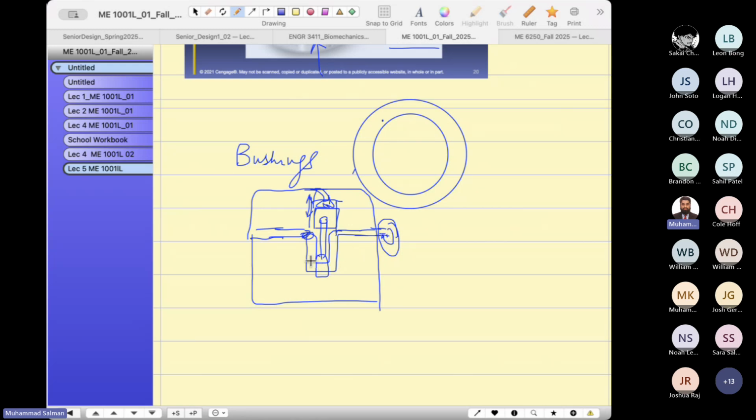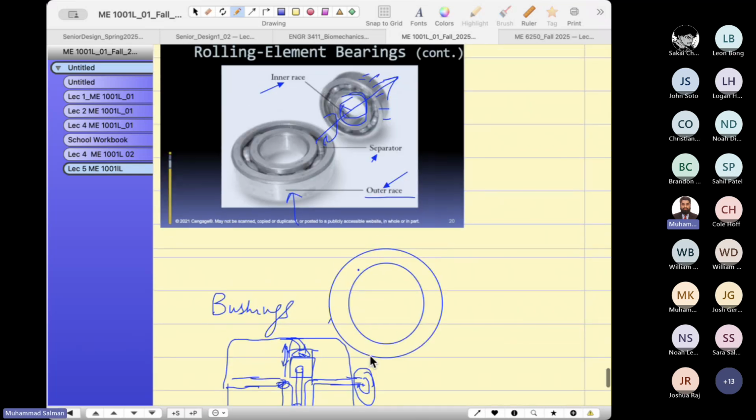Over here, this kind of situation is not a ball bearing. This is known as a journal bearing, when there are no balls or rollers installed. So let me show you the next thing here.